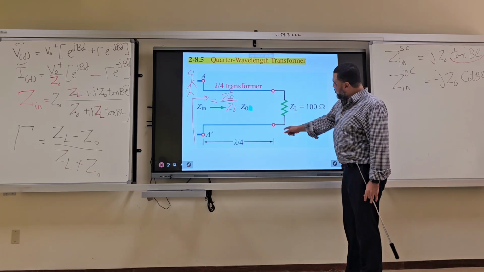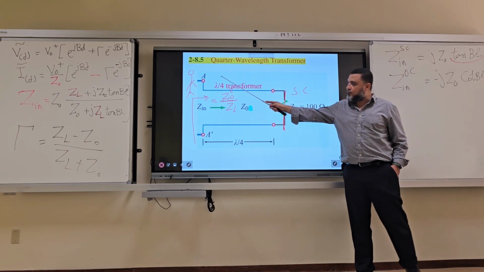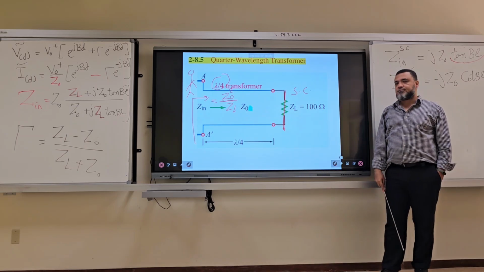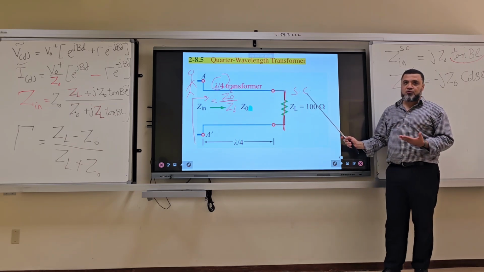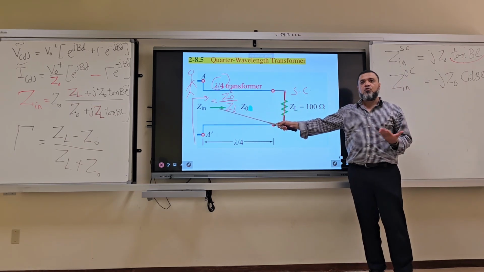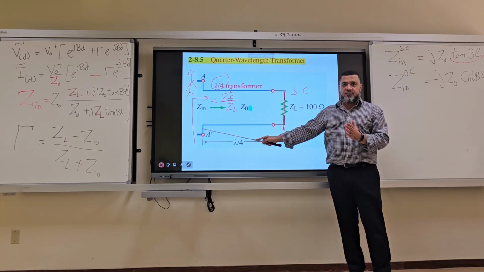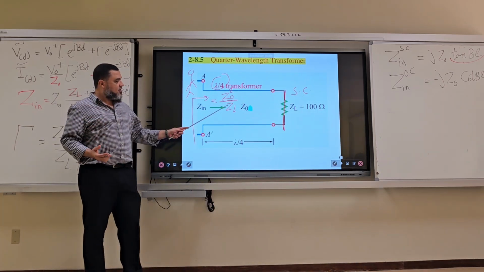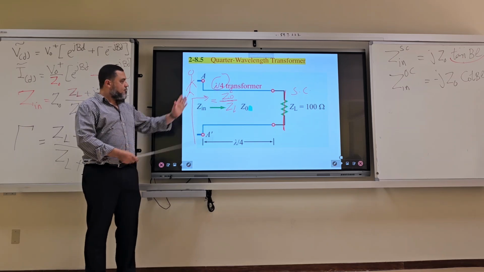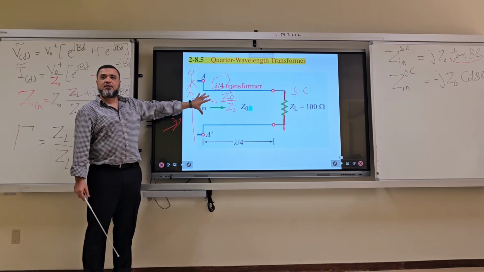What does this mean? If the load is a short circuit and you move lambda over 4, what's the input impedance? Z0 squared over ZL, and ZL is 0, short circuit. So the input impedance will be an open circuit. If the load is a short circuit and you move lambda over 4, you will find an open circuit here. From the equation, put 0 here and the input impedance will be infinity. Of course, you have another piece of line here, but at this point you can remove the whole thing and just put an open circuit.